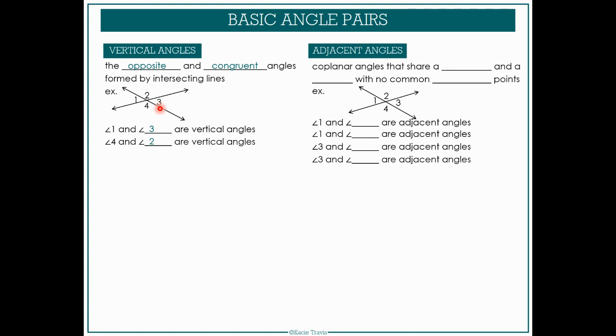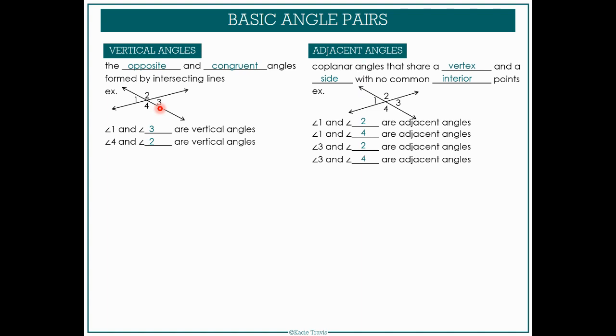So, adjacent angles are coplanar angles that share a vertex and a side with no common interior points. So, basically, we got two angles that are next to each other. Now, if any part of one angle is inside of the other one, that doesn't mean that they're adjacent. That means that they're inside of each other, which is completely different. So, in this little configuration we got here, angles 1 and 2 are adjacent. 1 is also adjacent with 4. Now, over on the other side, 3 is also adjacent with 2, and it's also adjacent with 4.